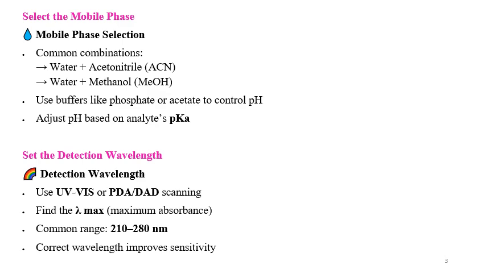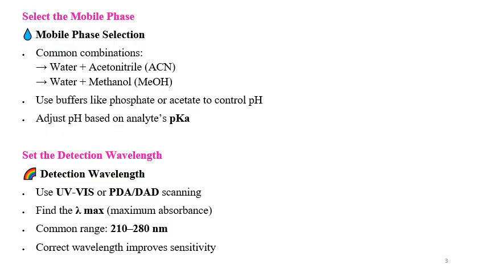Then set the detection wavelength, whether you are using UV as a detector or it is a PDA or DAD. So use the specific detection wavelength. Use UV visible or PDA or DAD scanning. Find the lambda max. The lambda max is the wavelength at which the maximum absorption takes place. It is called maximum absorbance.